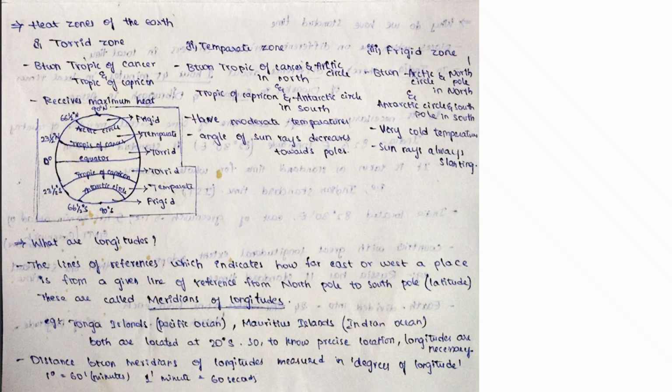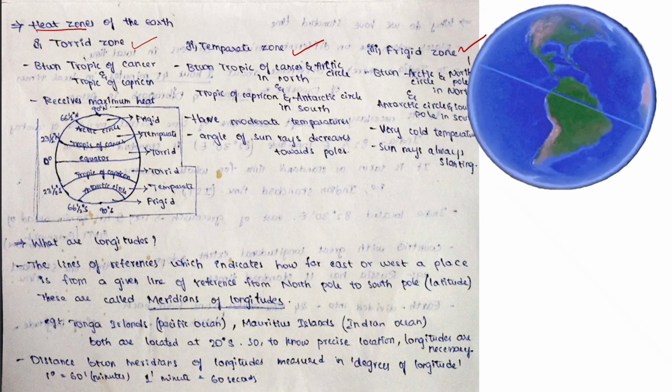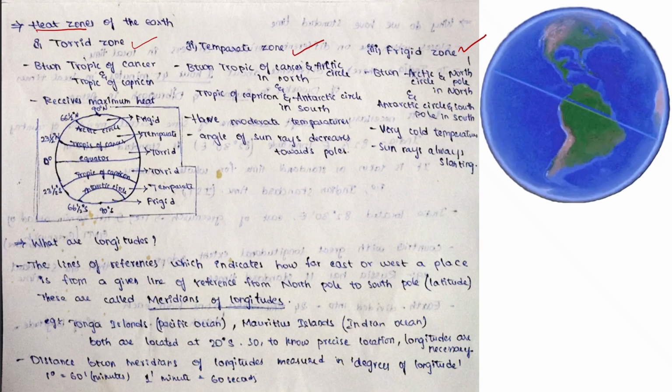Now let's learn what are the heat zones of the earth. There are three types of zones on the earth, which are torrid zone, temperate zone and frigid zone. Now if we take this as earth and this is the equator, you can see in this figure as well, this is equator, Tropic of Cancer, Tropic of Capricorn, Arctic Circle and Antarctic Circle.